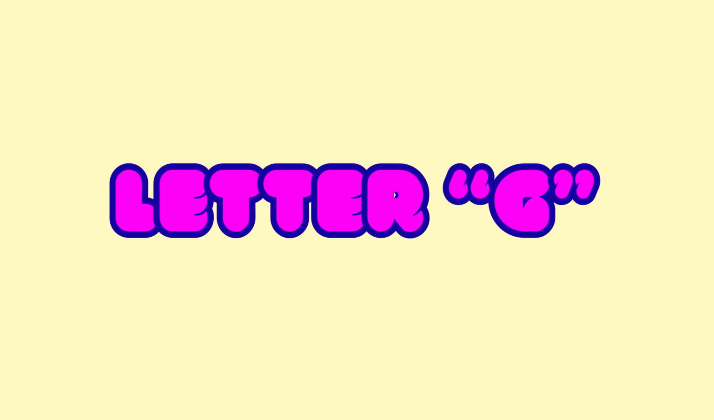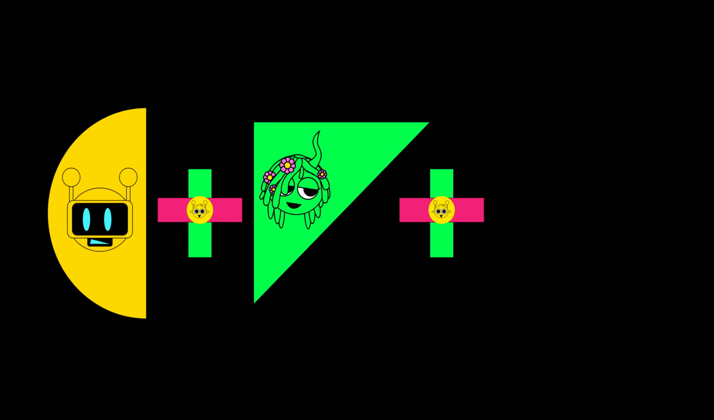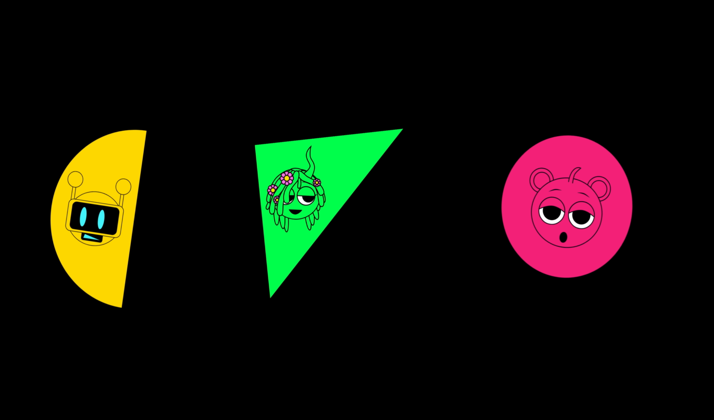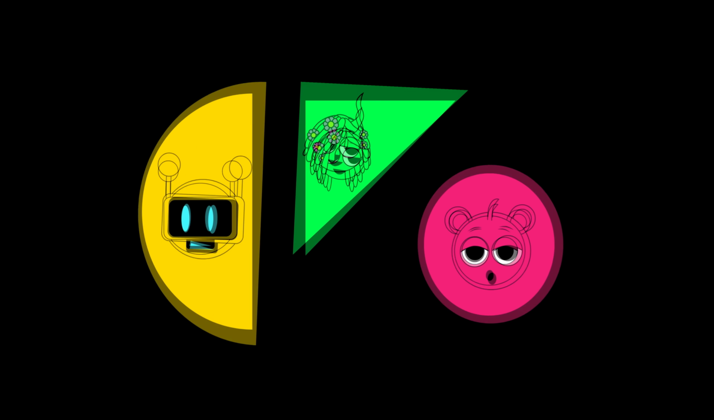Next, make the alphabet letter G. Semicircle. Plus. Rectangle. Plus. Circle. Look at the semicircle, triangle, and circle. When we put them together, they make the letter G.